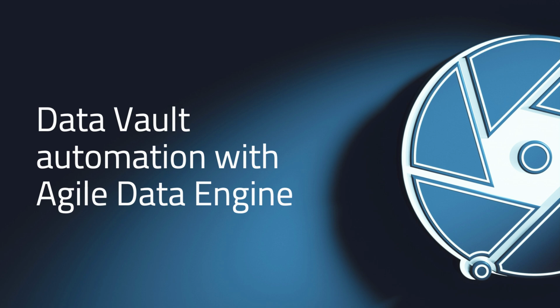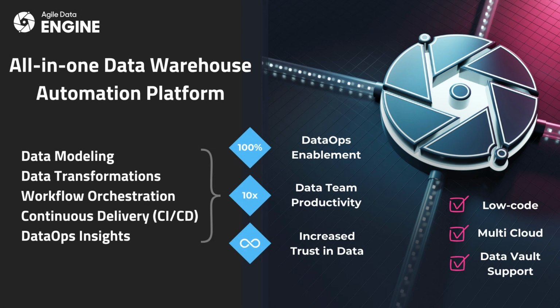Here is where Agile Data Engine comes into play. Agile Data Engine is an all-in-one data warehouse automation platform with built-in and fully integrated data modeling, transformations, workflow orchestration, CI/CD and data ops insights capabilities. ADE is a low-code tool, supports multiple cloud databases, and one of its core features is support for Data Vault 2.0.